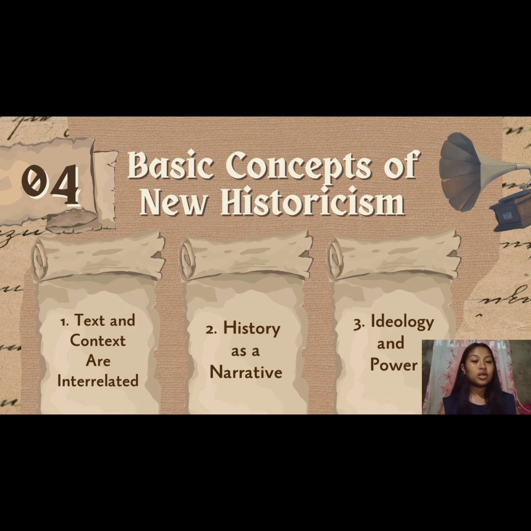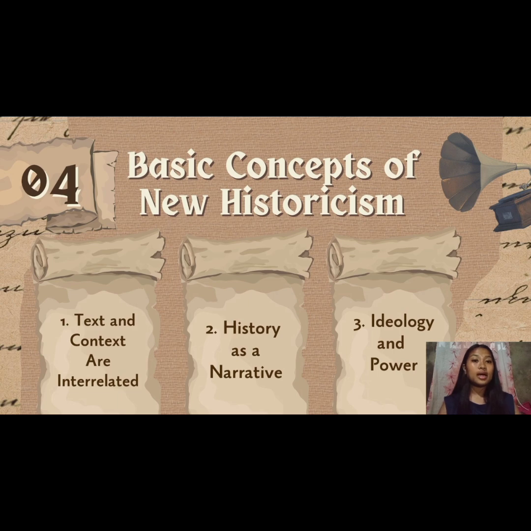First is text and context are interrelated. Literature is not independent of history. It shapes and is shaped by historical events, social structures, and cultural ideologies. The next one is history as a narrative. History is not an objective, fixed account of events, but a series of narratives that are shaped by those who write them. This implies historical facts are frequently influenced by power, ideology, and perspective.